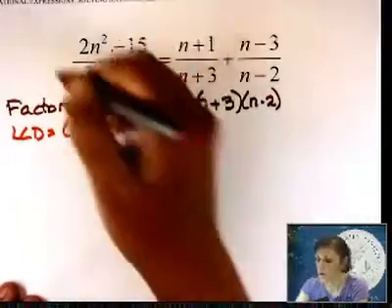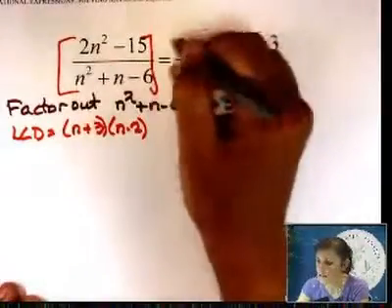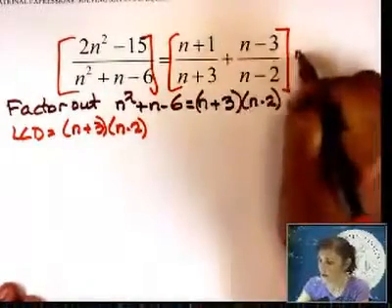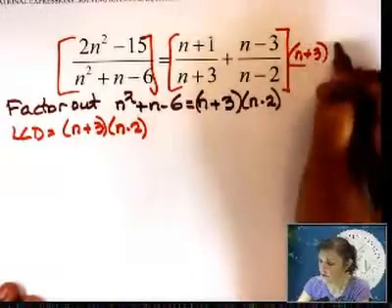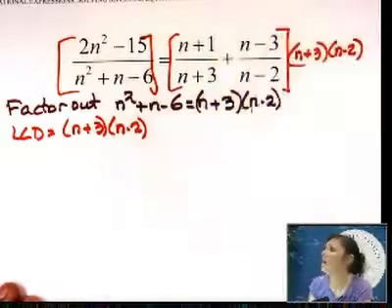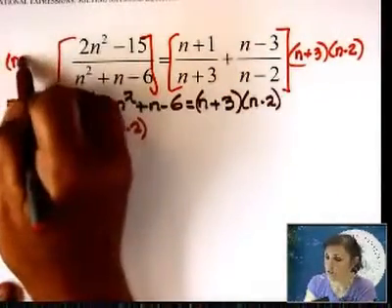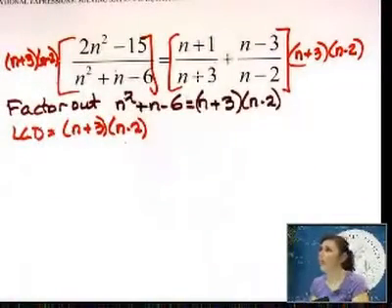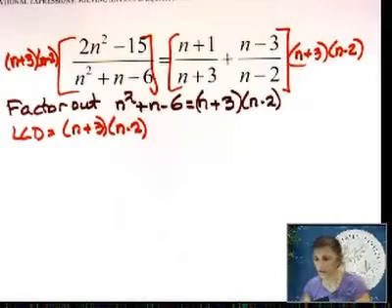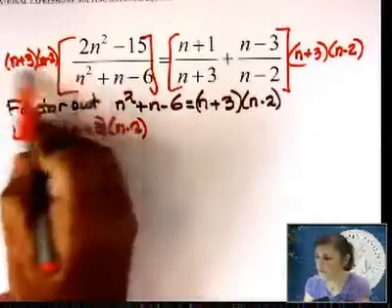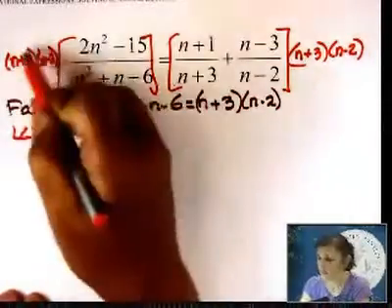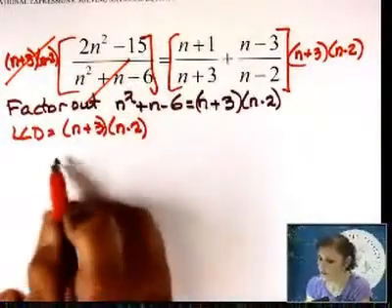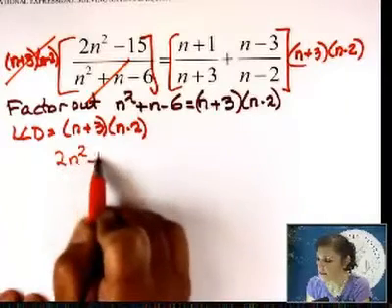Remember what I used to do? Put brackets, put brackets, put brackets, put brackets. Now I'm going to put this n plus 3, n minus 2 on the right, n plus 3, n minus 2 on the left. Okay, now what I'm going to do, I'm going to start scratching them off. This one happens to be this whole thing. So in other words, when I FOIL it in, these two will go. So you're going to end up with 2n squared minus 15 on the left.